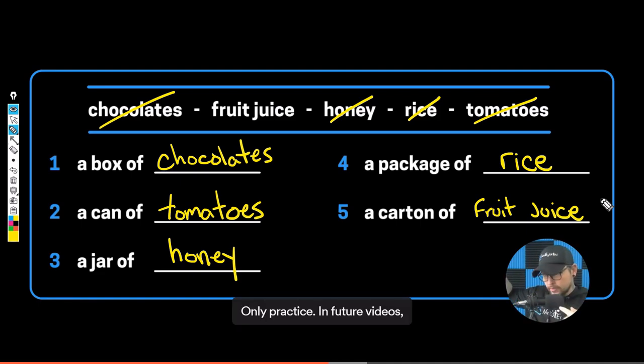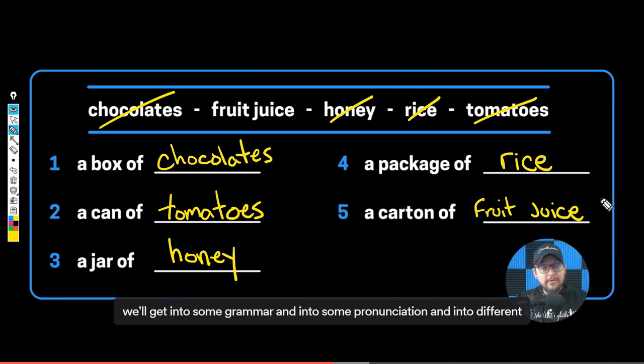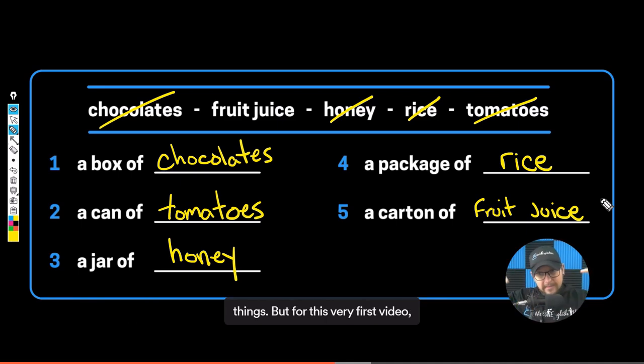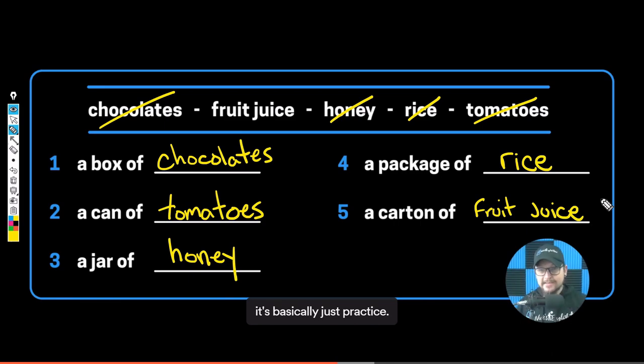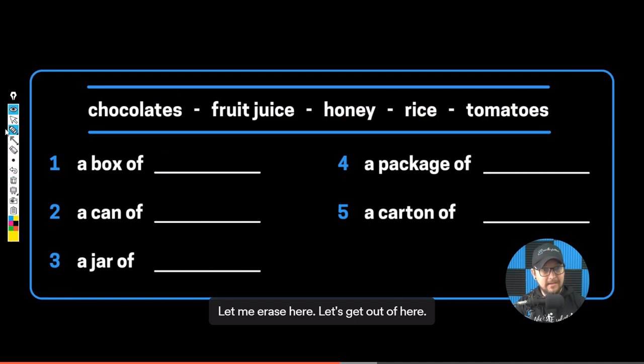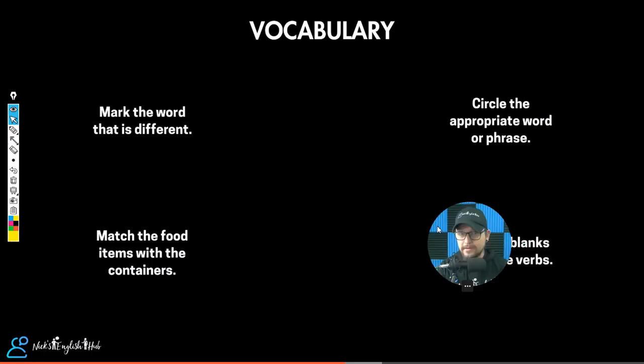In future videos, I'll explain more content. We'll get into some grammar and some pronunciation and different things. But for this very first video, it's basically just practice. That's it. All right. So good job, guys. Let me erase here. Let's get out of here. And we'll go on to the third activity. All right. So let's go ahead.